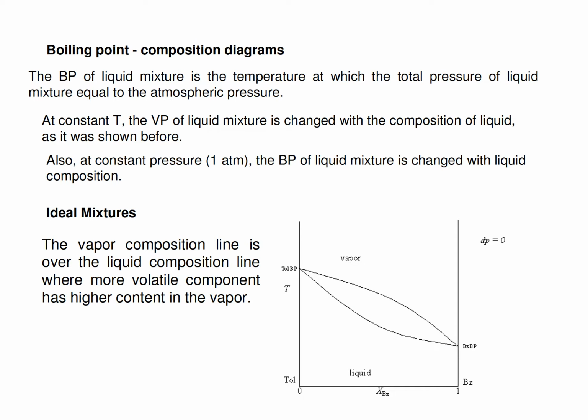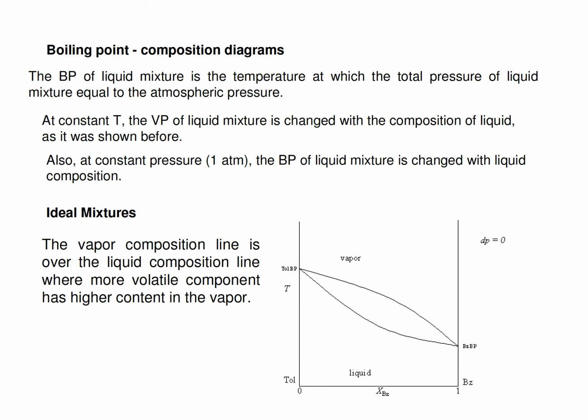Next one is boiling point, which is the composition diagrams. The boiling point of a liquid mixture is the temperature at which the total pressure of the liquid mixture equals the atmospheric pressure, whereby at constant temperature the vapor pressure of the liquid mixture changes with the composition of the liquid, as was shown before, and also at constant pressure of 1 atmosphere, the boiling point of the liquid mixture changes with liquid composition. In the meantime, for the ideal mixture, the vapor composition line is over the liquid composition line, whereby the more volatile component has a high content in the vapor, here in the vapor line, right?